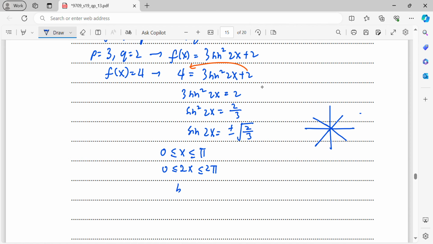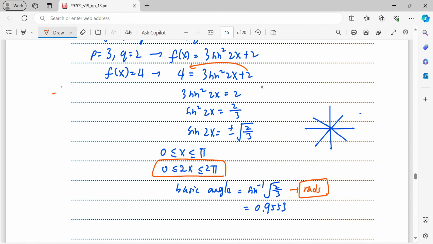So now, basic angle equals inverse sine of square root of 2/3. This is going to be 0.9553. Calculate this in radians mode, because of the interval here. So now I will mark all these values. Here is going to be 0.9553.